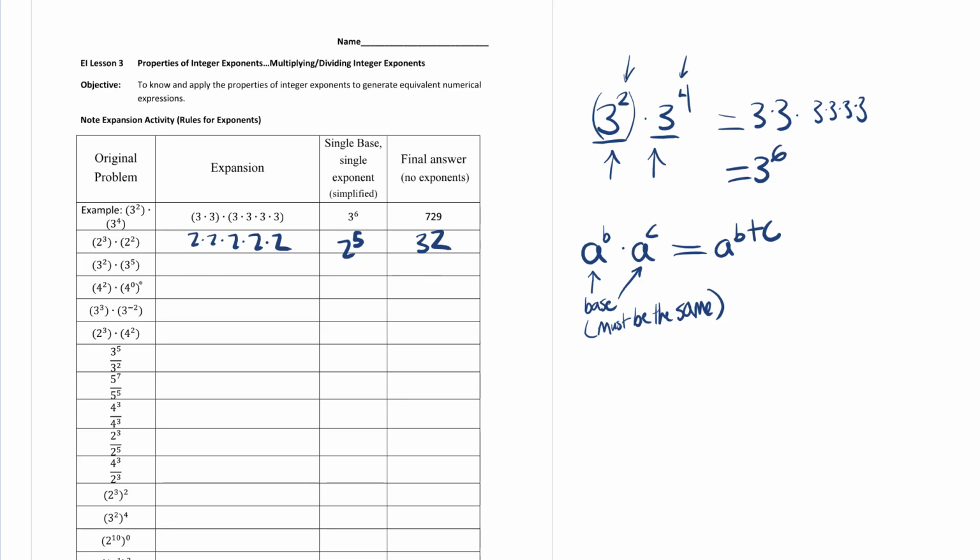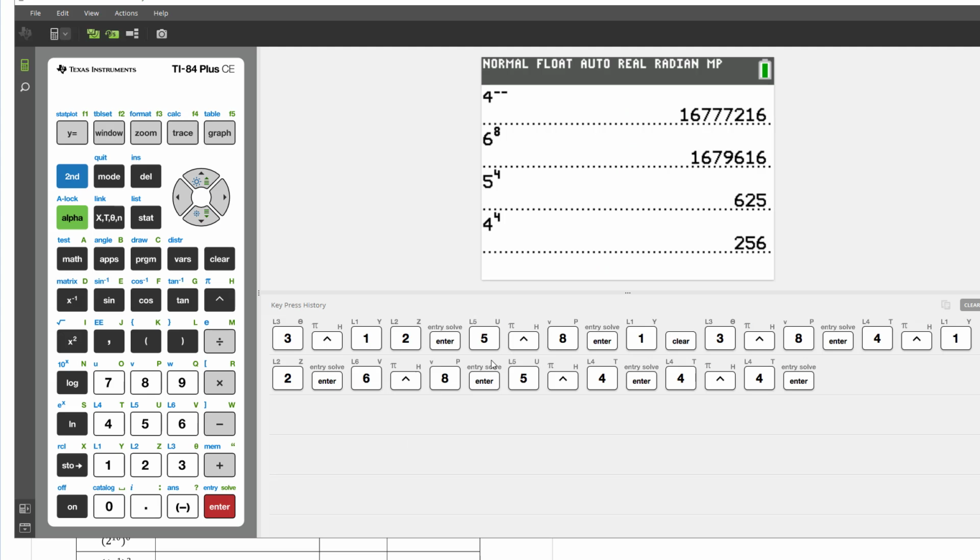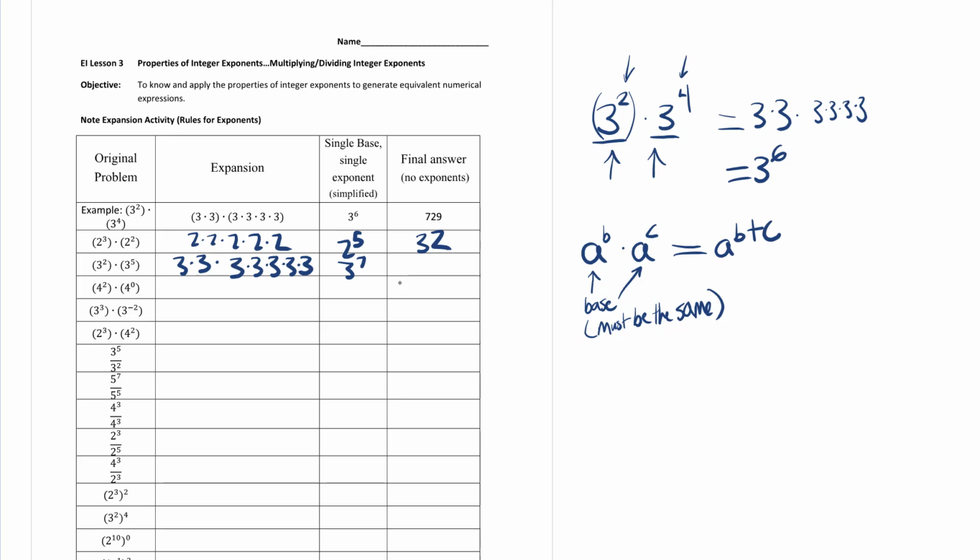Okay, and then we have 3 squared times 3 to the 5th. This is tedious. 1, 2, 3, 4, 5. How many is that? Well, 2 plus 5 is 7. This is 3 to the 7th, and I don't know that one off the top of my head. So let's use my handy-dandy calculator. 3 to the 7th. Try again. 3 to the 7th. 2187. Cool.